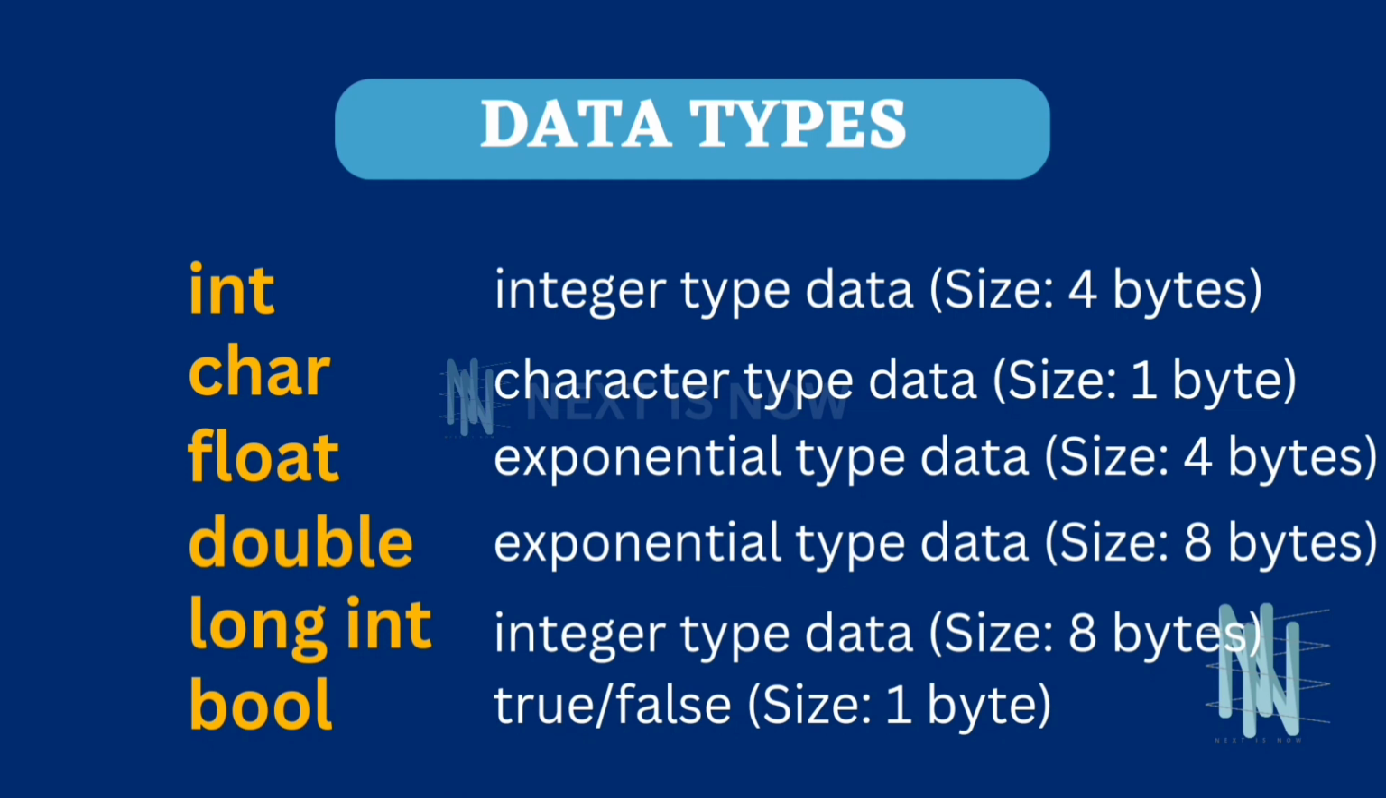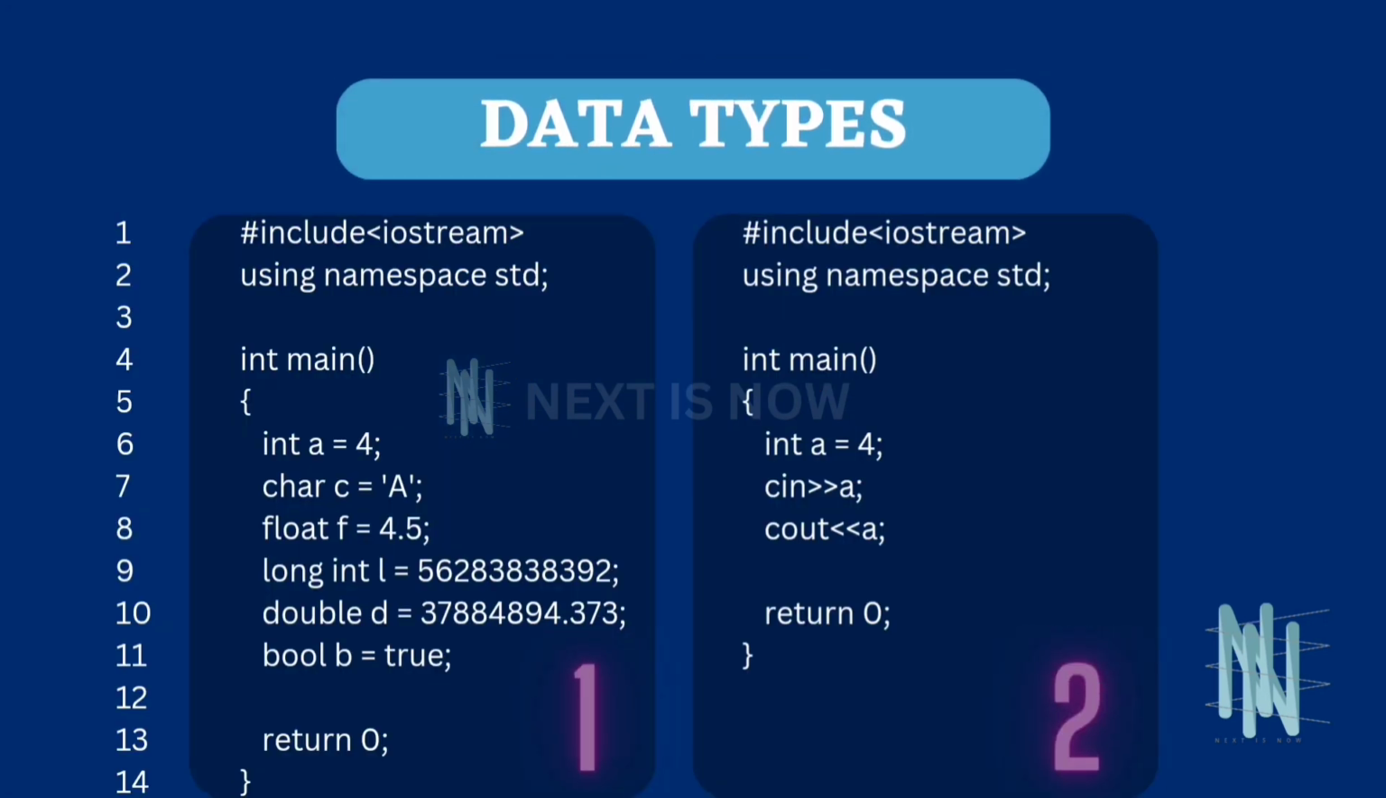Alright, char takes character type values of 1 byte. Float and double are exponential type data, and these take 4 and 8 bytes, and bool is of 1 byte which takes true and false only.